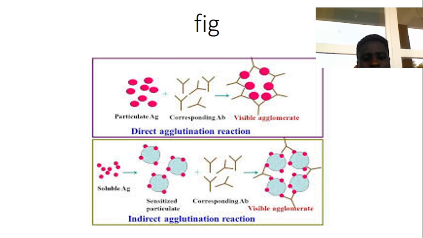This is a figure that describes it. Also, there is indirect agglutination reaction and direct agglutination reaction. When it is direct, they take antibody and antigen directly, and they show there is a reaction, a clump that is formed. If it is indirect, it requires the antigen to have a helper to make a reaction with the antibody.